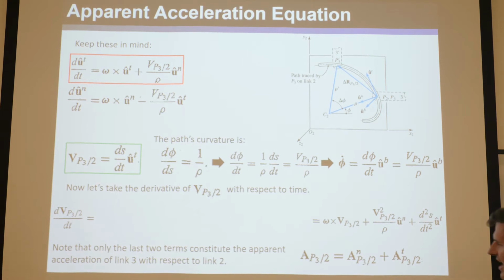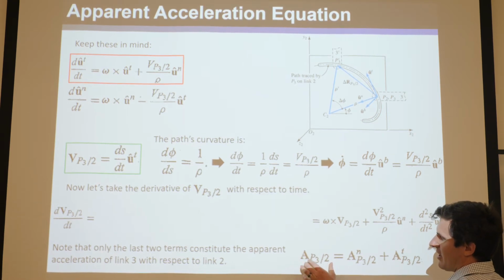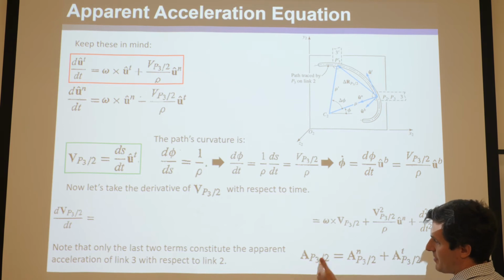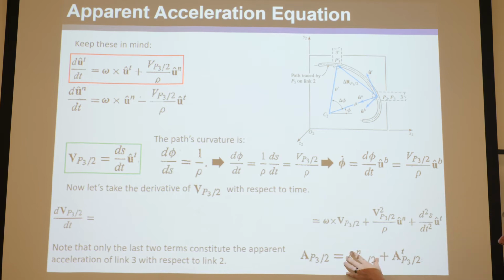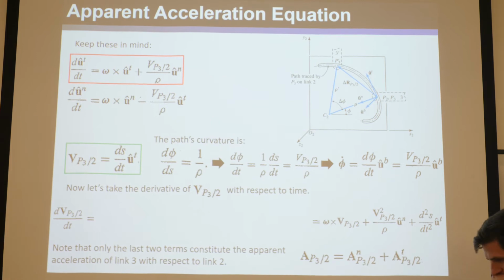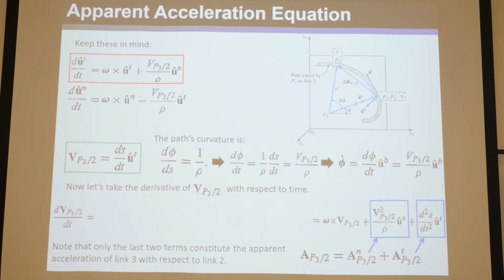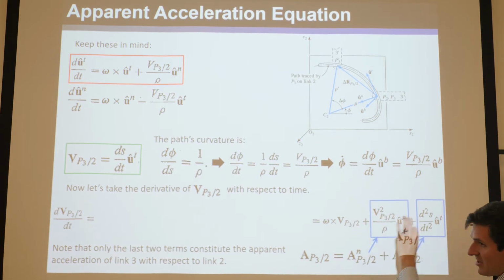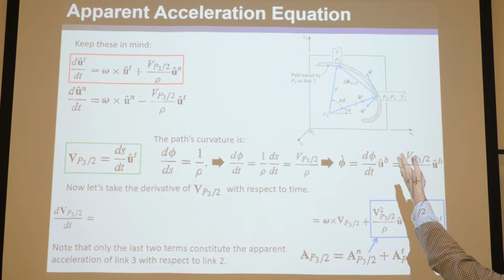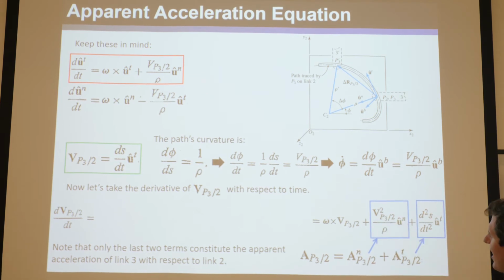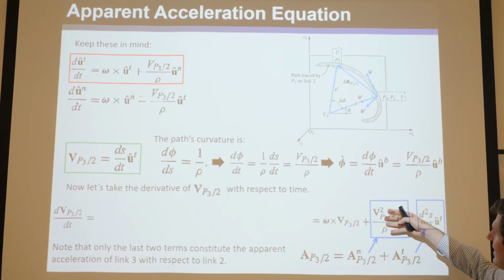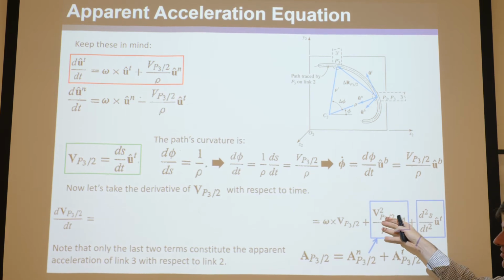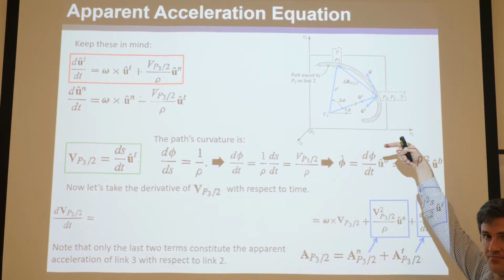So you would expect the apparent acceleration of p3 with respect to 2, ap3/2, to have some normal component, some tangential component, some centripetal component. And indeed they do. Look at this. You see this is the apparent speed of p3 with respect to 2. If you're an ant on 2, that's the apparent speed squared divided by rho. That's the centripetal acceleration magnitude in the un direction.